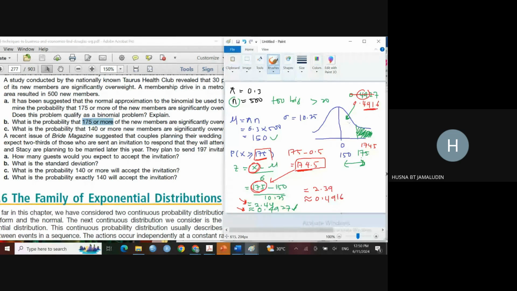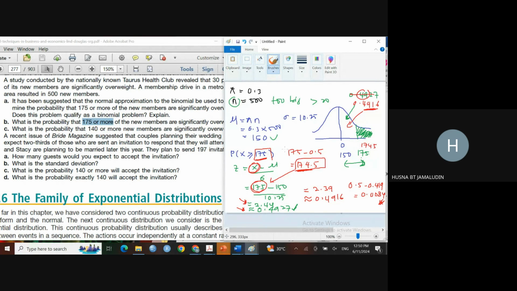So what are you going to do? This is just this area. You want to find the green one. So you will take 0.5 minus 0.4916. What will you get? 0.0084. Remember, the red color is telling us that this is the correction made, because I forgot to adjust the x, the 175.